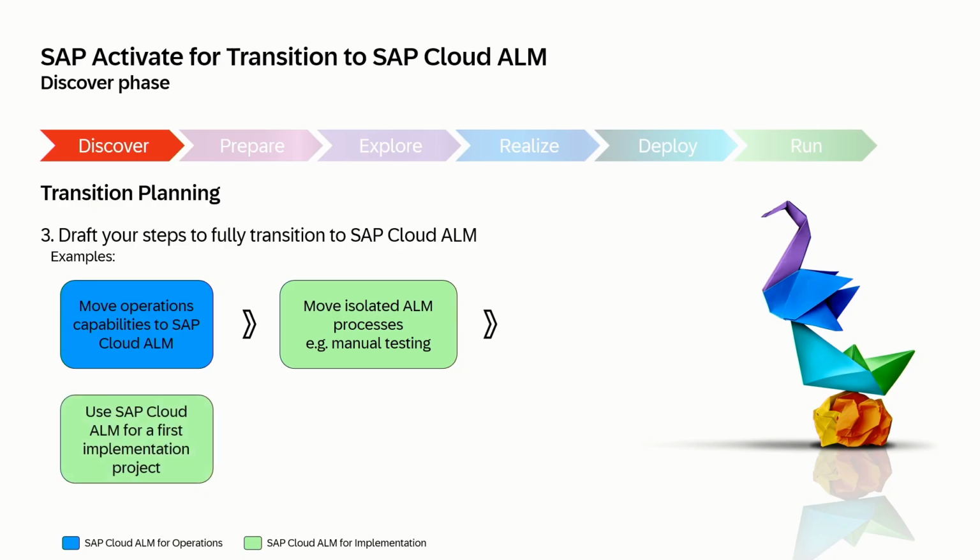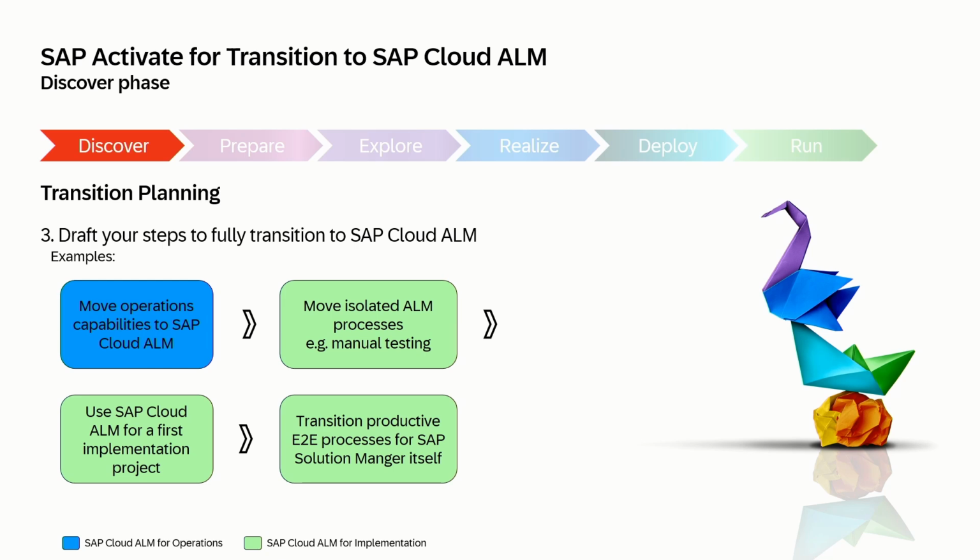Another one is, there is an implementation project planned for the next half year. Why not use SAP Cloud ALM as the ALM tool for this new implementation project, for a new system, and not take care of the ALM processes which are currently running for other landscapes in SAP Solution Manager? That's a brilliant opportunity also to get experience. What does it mean working with SAP Cloud ALM?